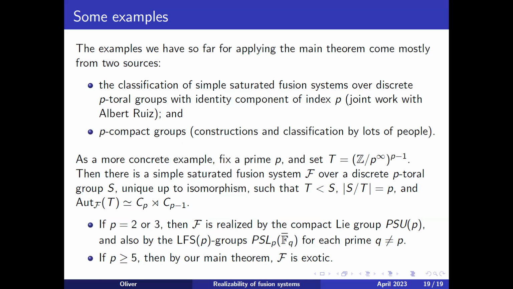And then, of course, the second condition that we were looking at, all P subgroups should be discrete P-toral. Well, we're looking at fusion systems over discrete P-toral groups. That's a natural condition to impose. So the third condition is the only one that's much of a question, whether that can be relaxed or not.